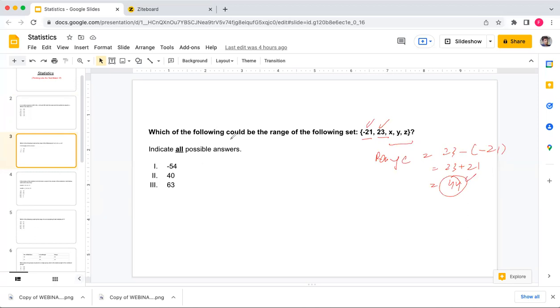The question is saying which of the following could be, right? So we assume that the minimum is 44 and we don't know what the maximum value is. So that must be 63. First of all, one option is straightforwardly out because range can never be negative. And the second is also out because the minimum is 44. So only option 3 is possible. Everyone got this?